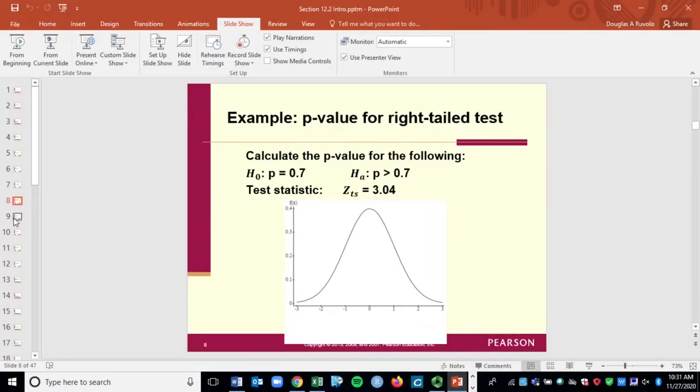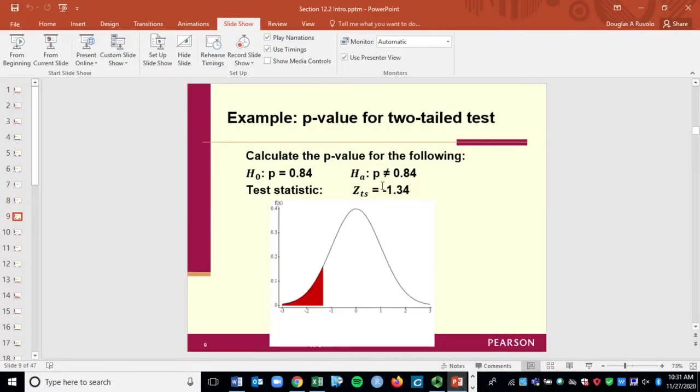Okay, how about a two-tailed test? Now, how do I know I have a two-tailed test? Because I have what? A not equal to sign here. I have a not equal to sign, so I have a two-tailed test. So remember, when I'm doing a two-tailed test, I'm testing both what? Less than and greater than at exactly the same time, all right? So here we have a test stat of a negative 1.34. So notice since I had a negative here, I'm going to go and figure out the area to the nearest tail. All right. So I'm going to figure out that area right there.